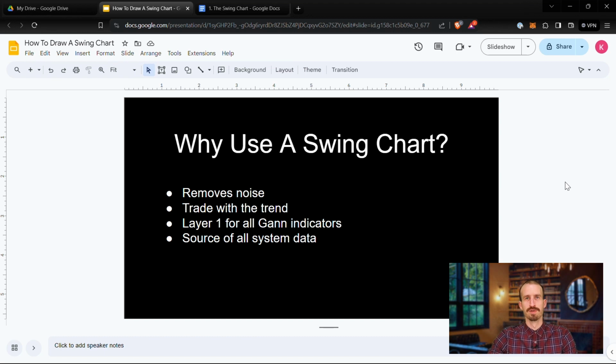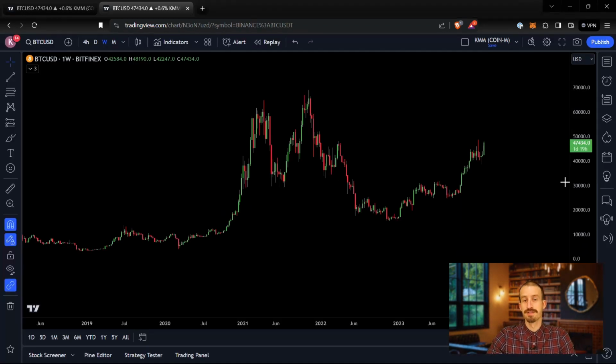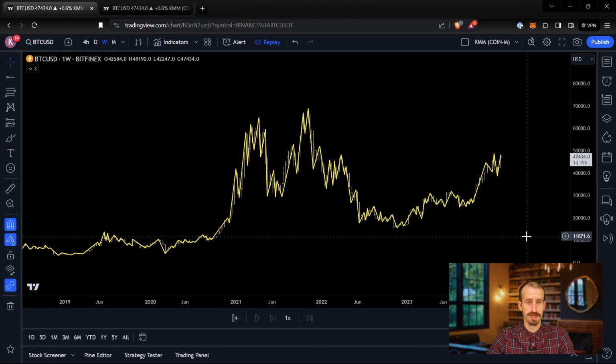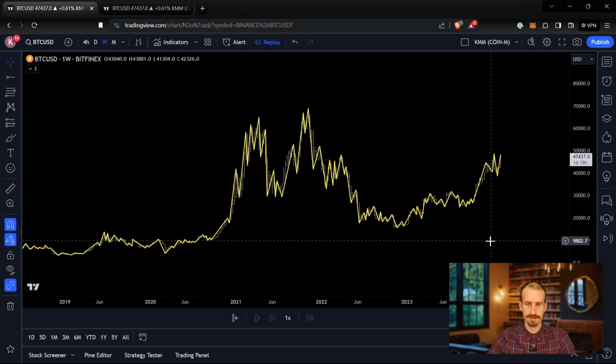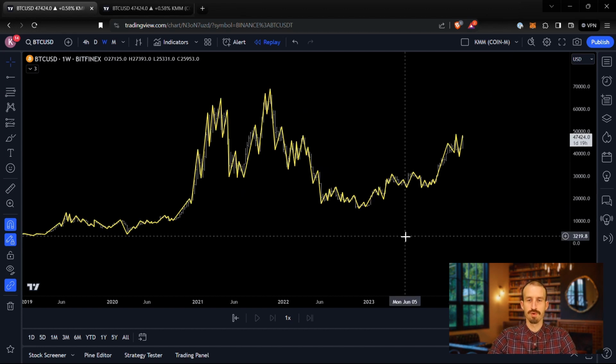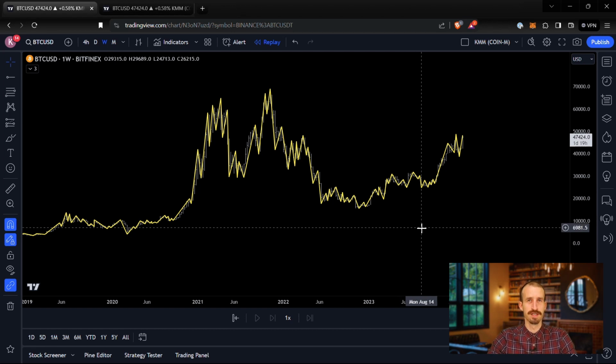To give you an idea of what the swing chart looks like, let's look at Bitcoin on the weekly chart. Here you can see a normal candle chart of Bitcoin, and here is the swing chart. So we've removed the candles and we've added bar charts, and I'm going to explain why in a minute. What's important to notice is what the swing chart does is it really captures the swing highs and the swing lows, and that's going to be the foundation for which all other indicators are stacked on top.